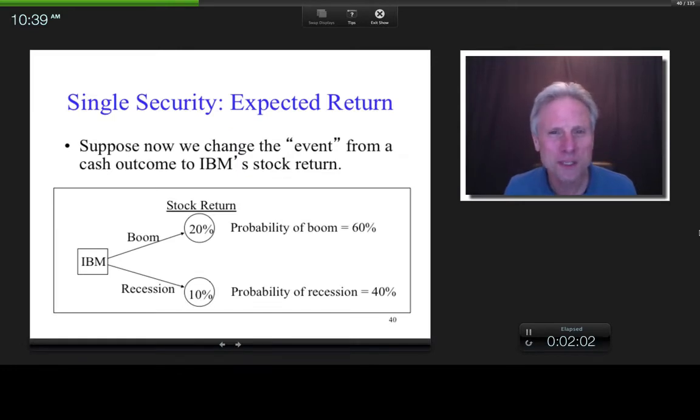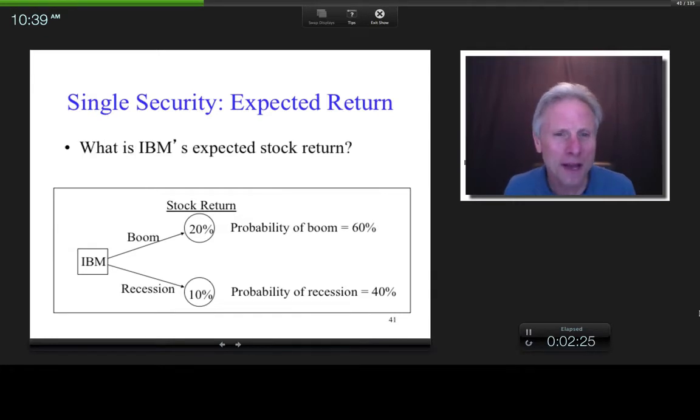All right, so that's the expectations operator. But our goal was to get expected return. So now the event is going to change to return. Well, suppose IBM in a boom gets 20% return, and in a recession 10% return. And maybe we know the probability of a boom and a probability of a recession. So with that information, could I calculate IBM's expected return? I could, right? I would apply the expectations operator to what? What is the new event now?